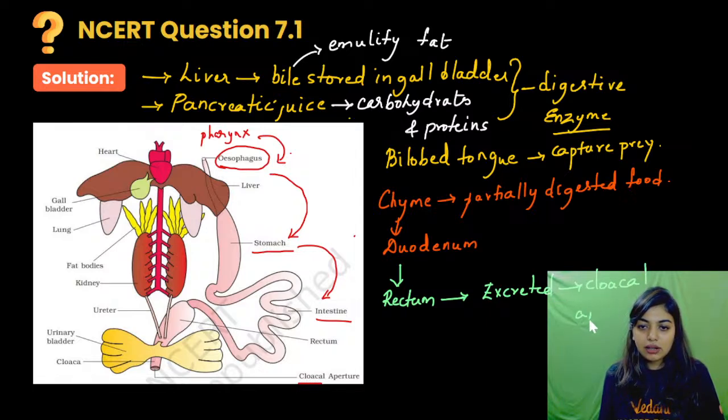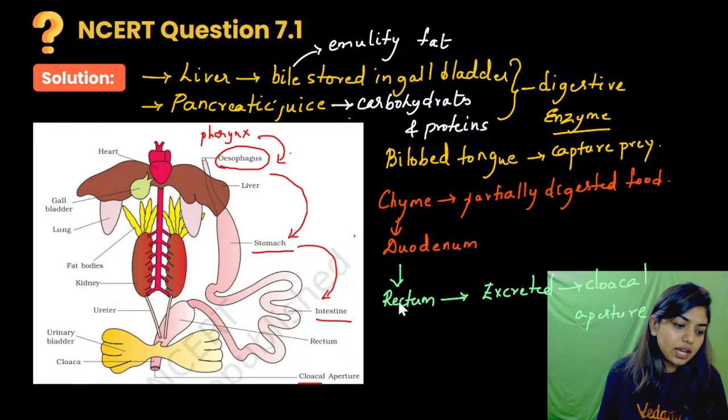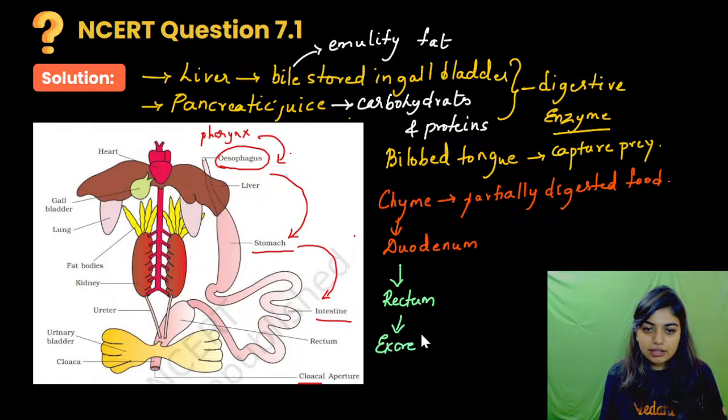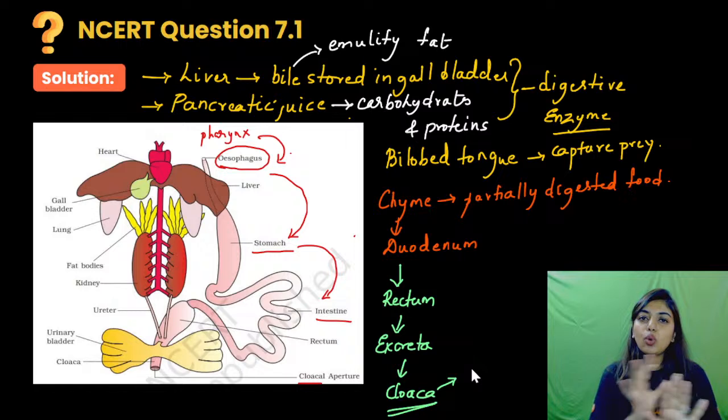Cloacal aperture. Aperture means a small opening. From the rectum, the excreta will go into the cloaca, through which the excretion will happen. This is the whole digestive system.